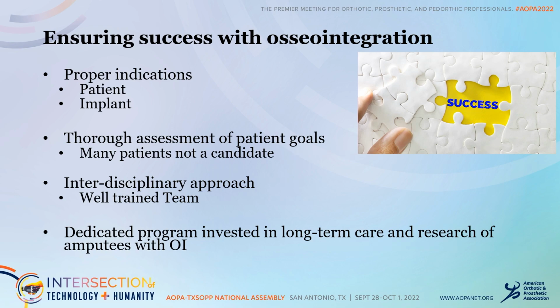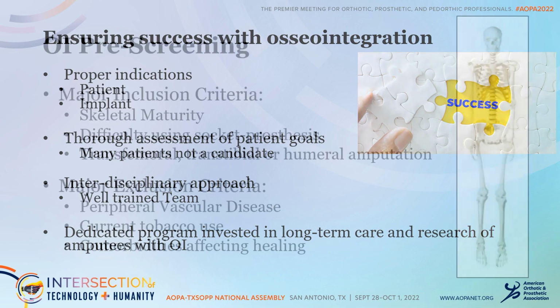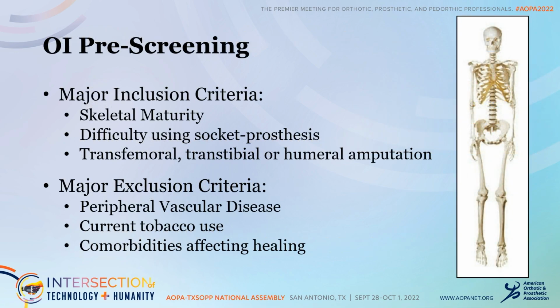And we really have to be dedicated to research and figuring out how to do this better, more safely, and get it approved with insurance companies and all of those sorts of things. That's something I know that Chris is going to talk about in a minute. So the major inclusion criteria is they have to be skeletally mature, with difficulty with socket use, and at least for our program, some people are advocating that that's not something that needs to happen. I don't think that that's the case.